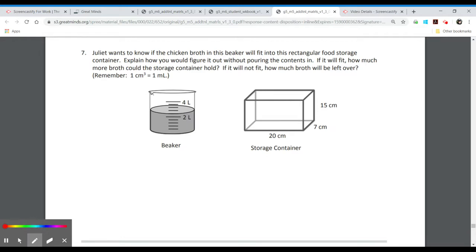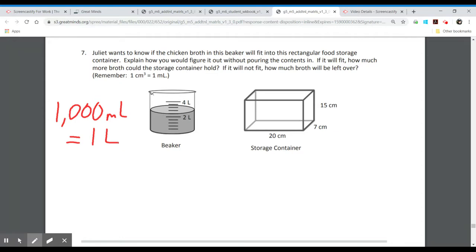Okay, so first of all, 1 centimeter cubed is equal to 1 milliliter. So you also need to know this: 1,000 milliliters is equal to 1 liter. So as you can see in our broth, we have 2 liters, so we have 2,000 at least. And in between 2 and 4, we have 1, 2, 3, 4, 5 dash marks.